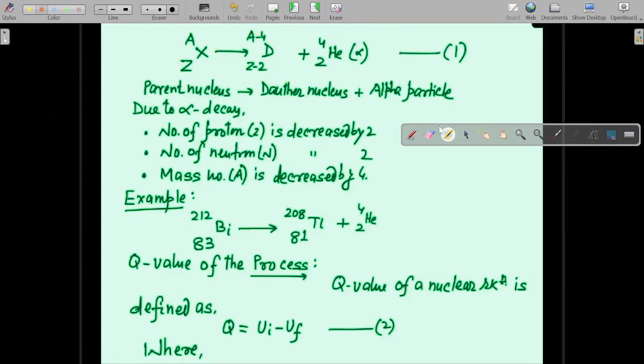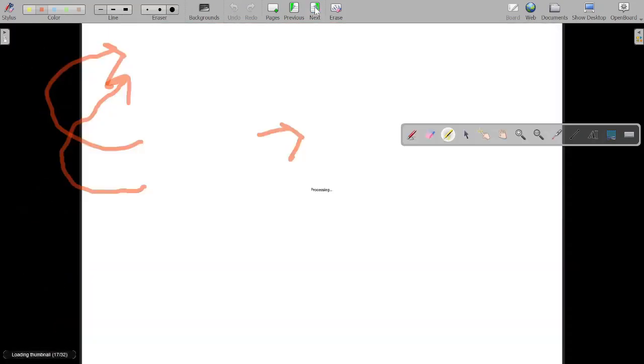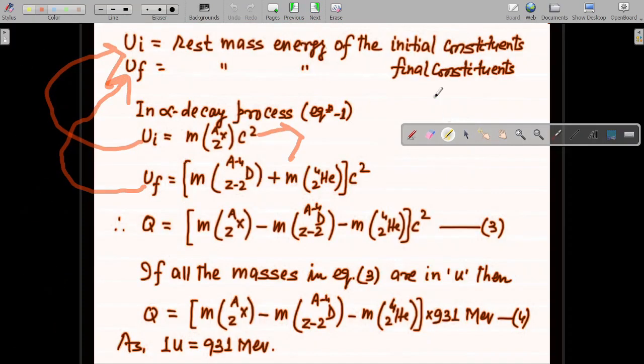So the final constituents are this particular thing and this particular thing. These are final constituents. If you add their masses and multiply by c square, it will give you the rest mass energy of the final products, the final constituents.